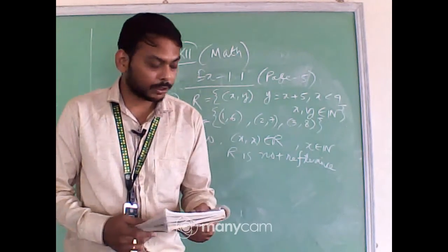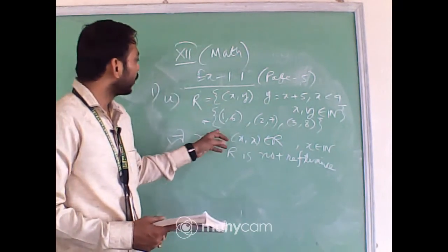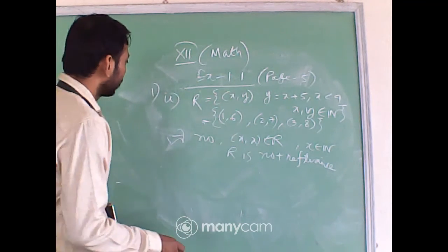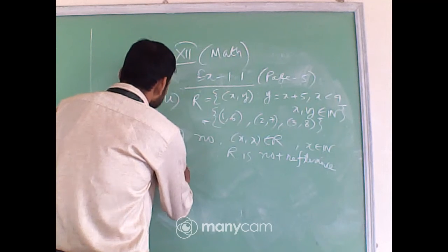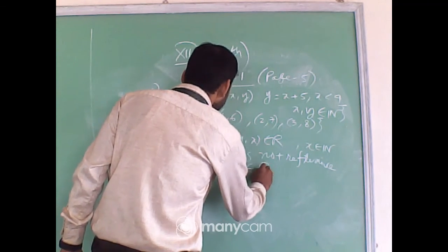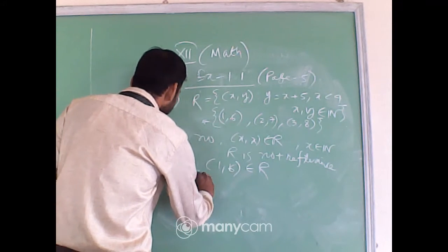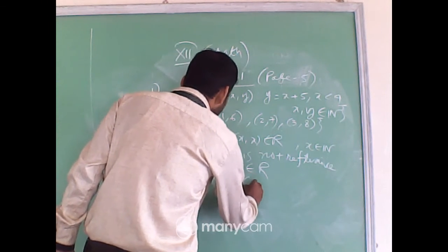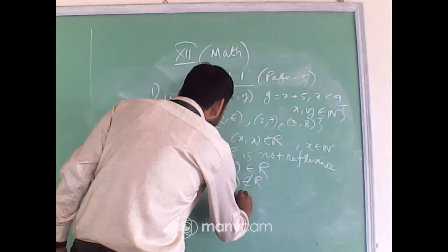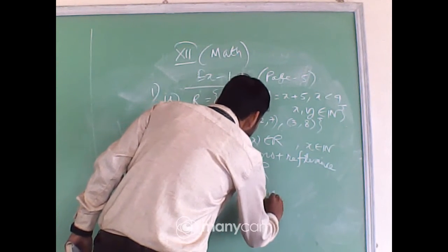Okay. Now for the symmetric property, the reverse of 1, 6, 2, 7, 3, 8 does not exist. Here 1, 6 belongs to R, but 6, 1 does not belong to R. So R is not symmetric.